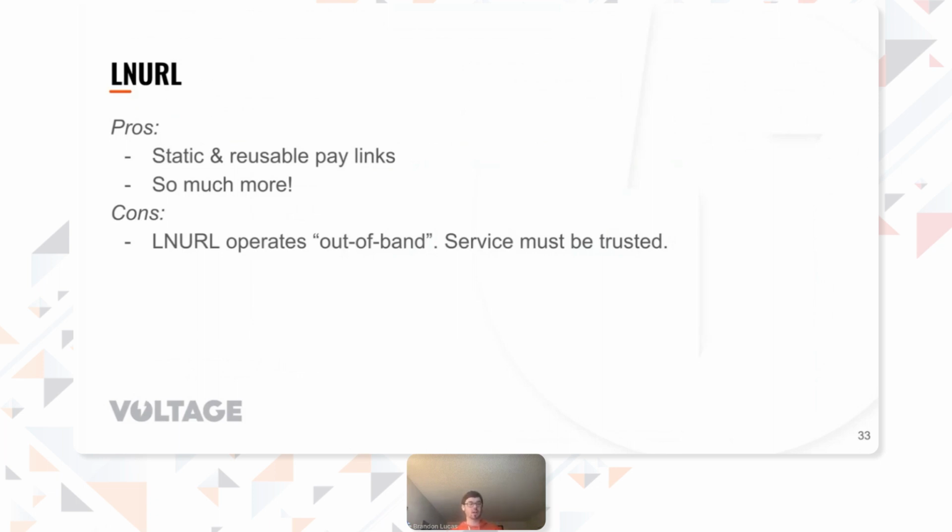Some cons: LNURL operates out of band. Like we said, you need a service to communicate to your node on your behalf. You can self-host this service, right? So you don't necessarily need to trust anybody other than yourself, but a lot of the time people will use outside services. They won't set up the hosting themselves, and they'll be reliant on third parties here.